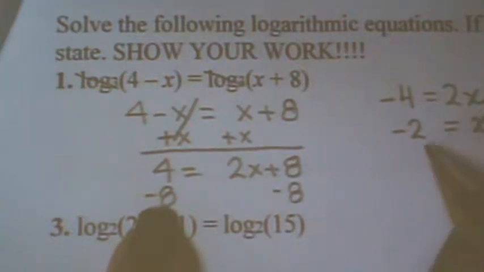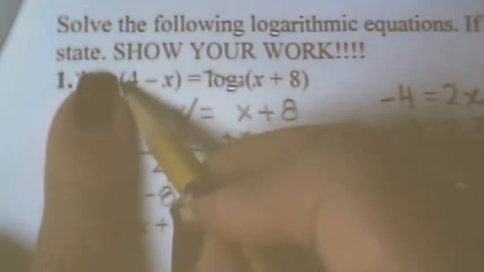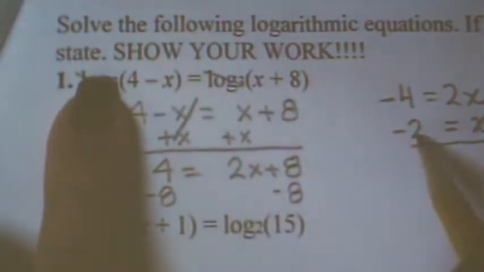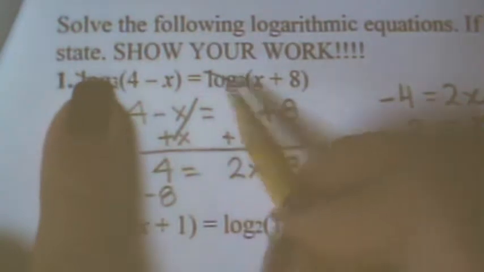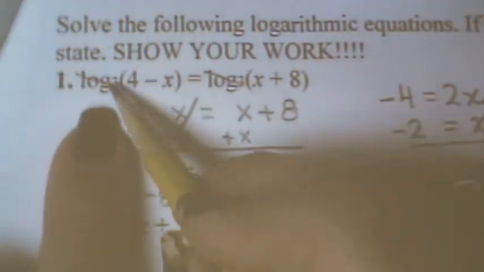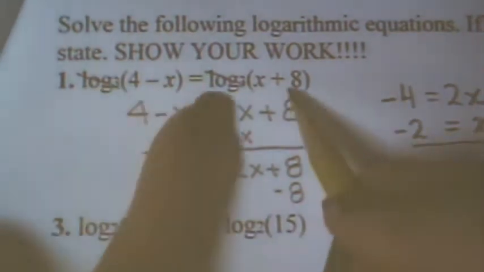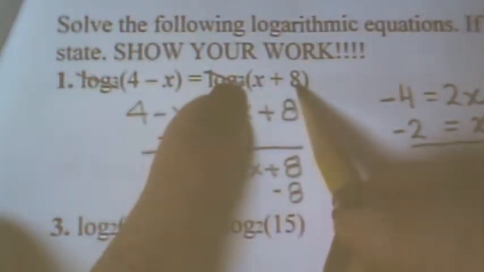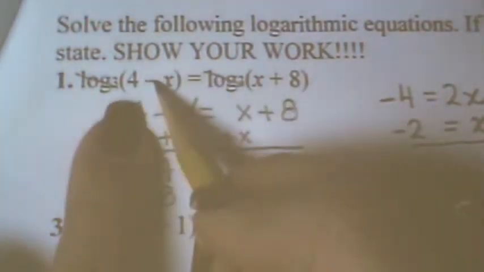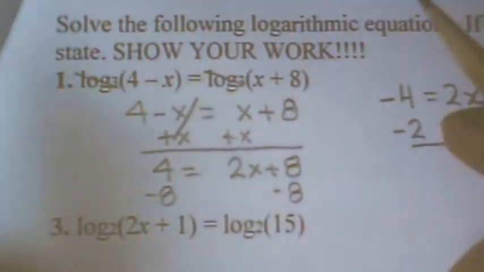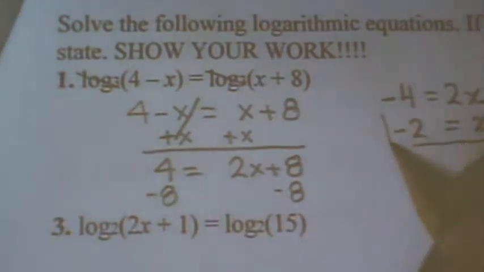Now what you need to do is check this answer. You want to make sure that once you plug negative 2 in here and in here, you do not get a negative number right there. So if x were negative 2, what's negative 2 plus 8? 6. 6, okay, that's good. And what's 4 minus negative 2? 6. 6. So guess what? This is a good answer.